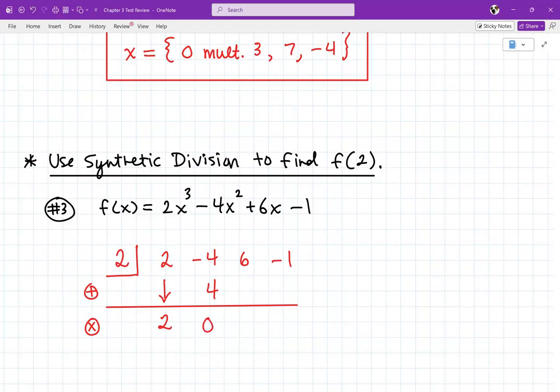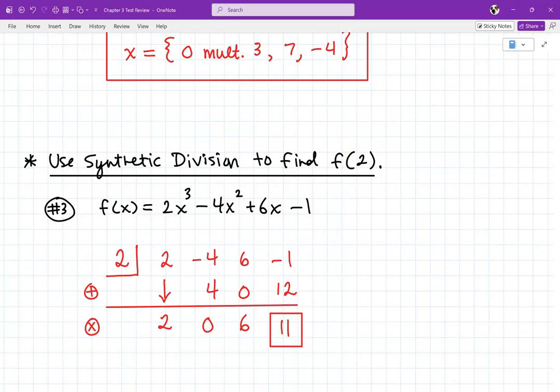-4 plus 4, 0. 2 times 0, 0. 6 plus 0, 6. 2 times 6, 12. -1 plus 12, 11. This is my answer, 11. Okay, that's it. That's all you got to do for number 3.